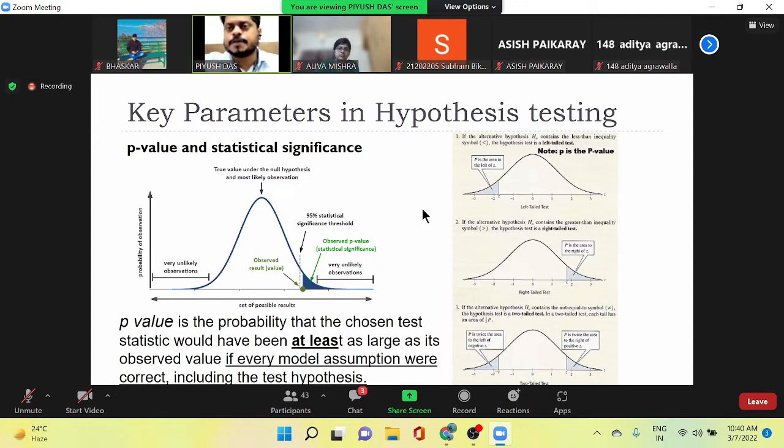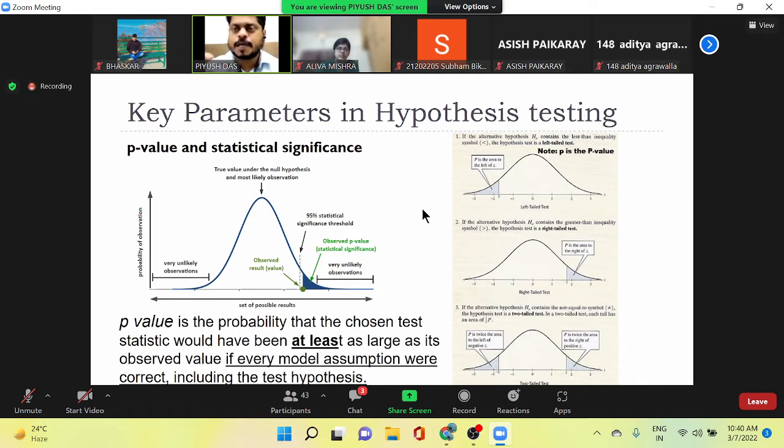If the probability is very small, then what will we say? I can reject the null hypothesis. The null hypothesis is not true. But if the probability is very high, that means the null hypothesis must be true, right? Then how do you decide what is a high probability and what is a low probability?